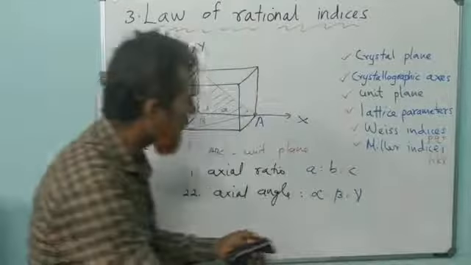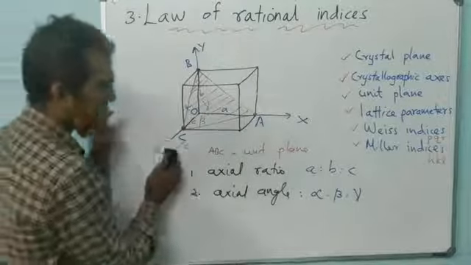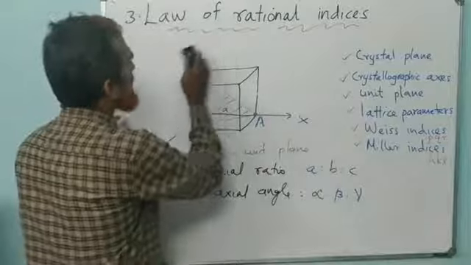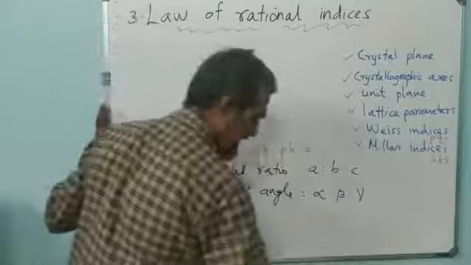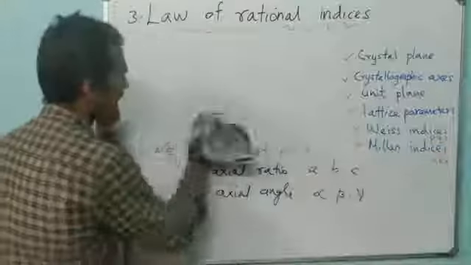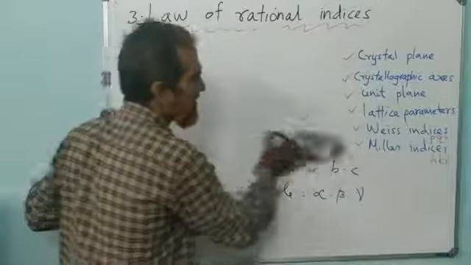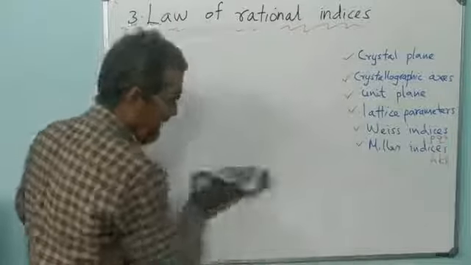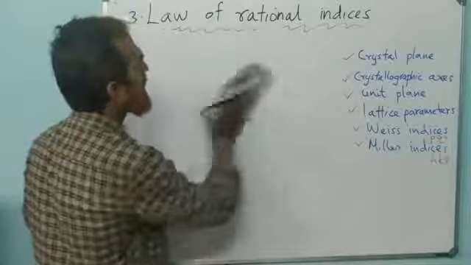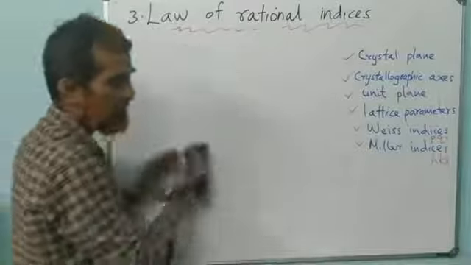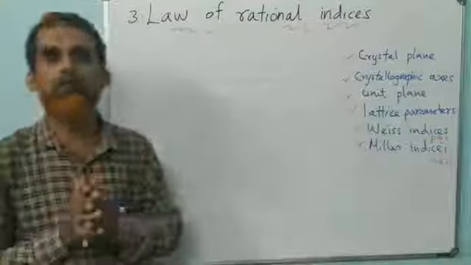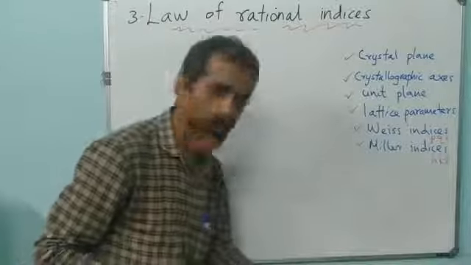Now we come to the law of rational indices. What does this law say? It is talking about the crystal planes, and how we represent various crystal planes in terms of the unit plane. That is what the law is about.